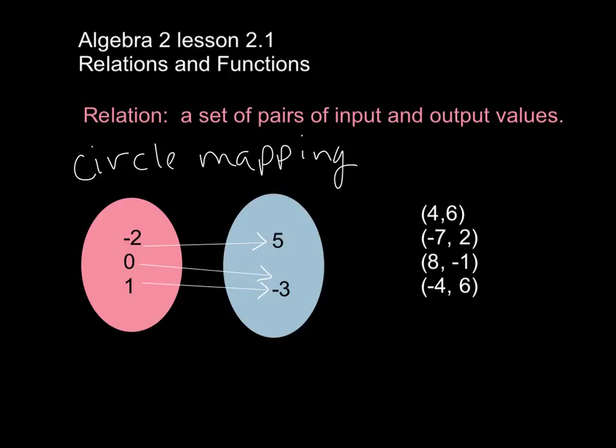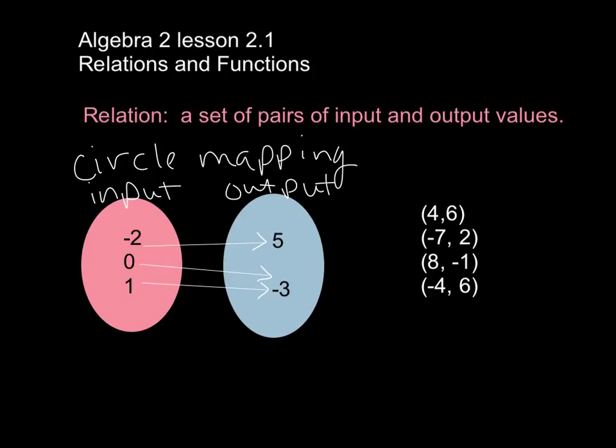And in the circle mapping, I have the pink circle, which is the input values. And for every input value, there is an output value. So notice how there is an arrow going from -2 to 5. So the input value is -2 and the output value is 5. The same is true for 0. 0 is the input value and it's pointing to -3, which is the output value. And 1 is also pointing to -3.